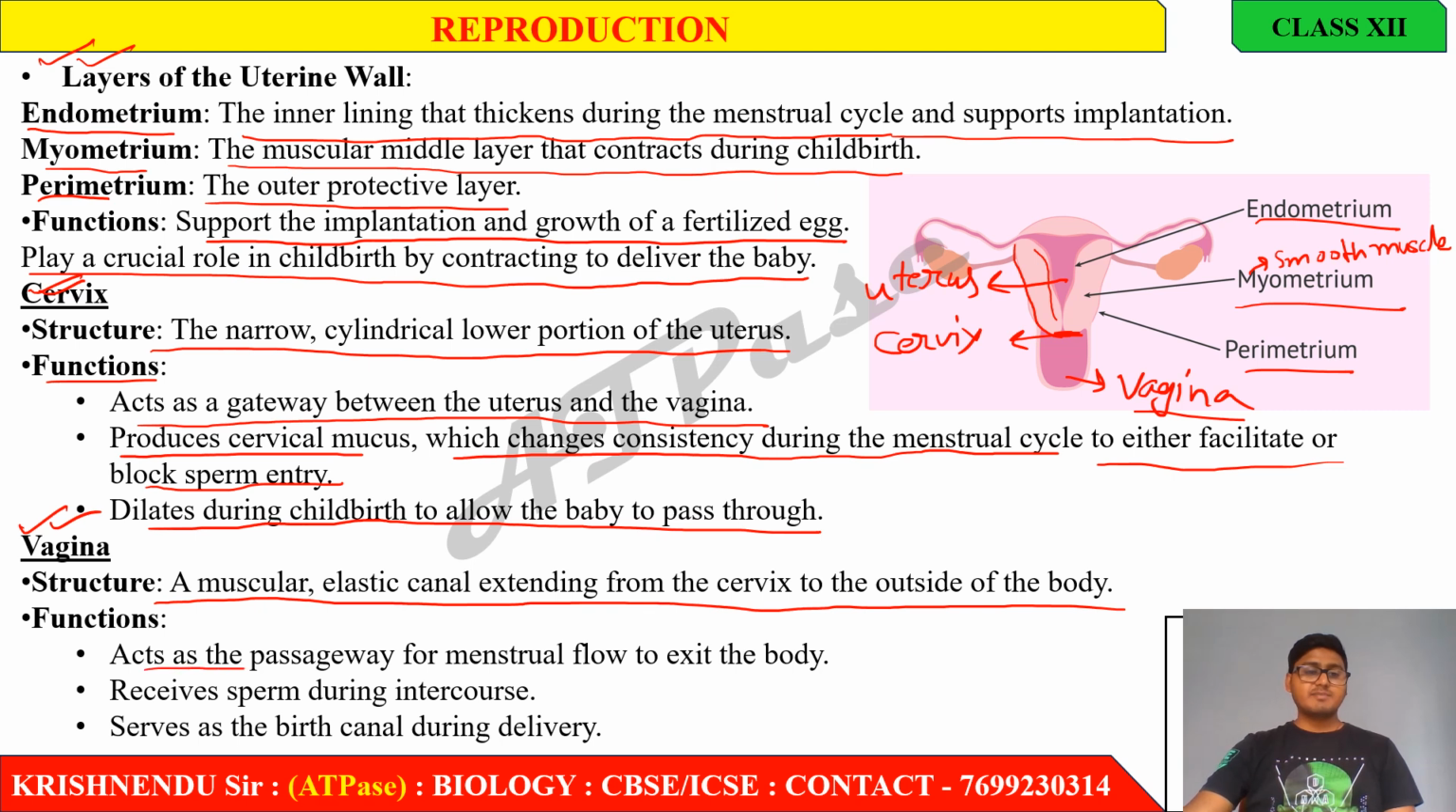Function: it acts as a passageway for menstrual flow to exit the body. It receives sperm during intercourse and serves as the birth canal during delivery. These are the three main functions of the vagina. Okay. I hope this slide is clear to everyone. Let's move to the next slide.